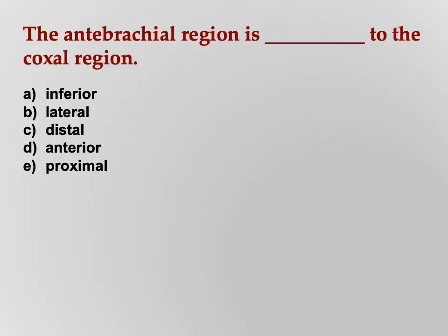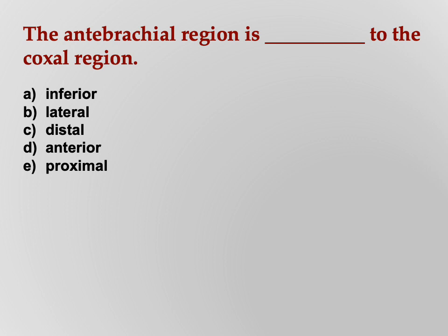Here's your first chance. The antebrachial region is what compared to the coxal region? Now I know these terms are brand new, so go ahead, you can cheat, you can look in your book, you can look at the handout. Where's the antebrachial region? Remember, that's your forearm. Where's your coxal region? That's your hip. So in anatomical position, where is your forearm compared to your hip?